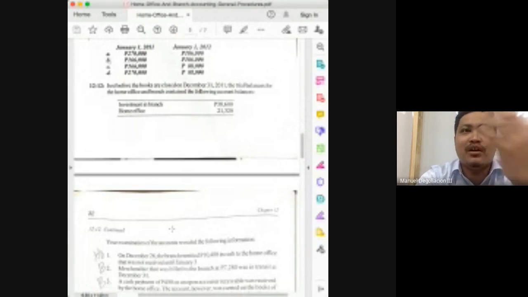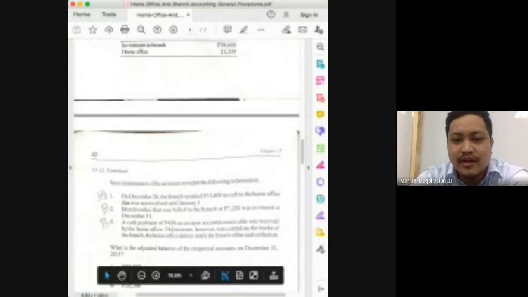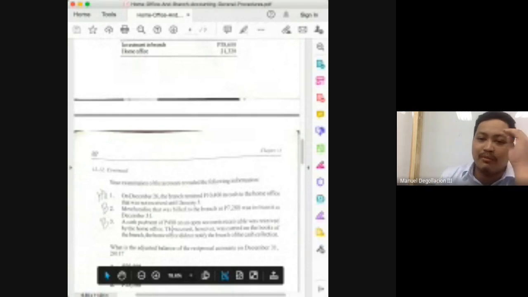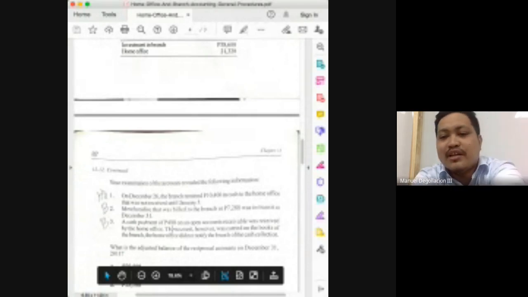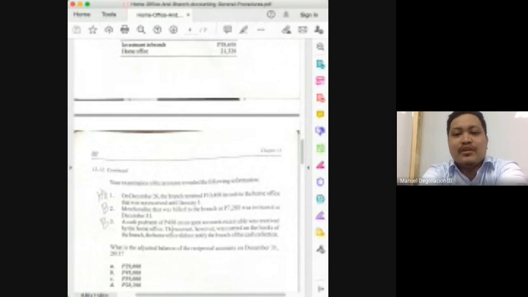But the problem is, because of timing errors, class, in the preparation of entries, the respective books of the home office and the branch are not in sync. They are not equal. Okay? So the problem gives us additional information that will try to explain the discrepancy, class. We're given three pieces of information. Number one, on December 26, the branch remitted 10,400 in cash to the home office that was not received until January 3. Will this affect the reciprocal accounts? Yes, because again, this is treated as a withdrawal transaction.